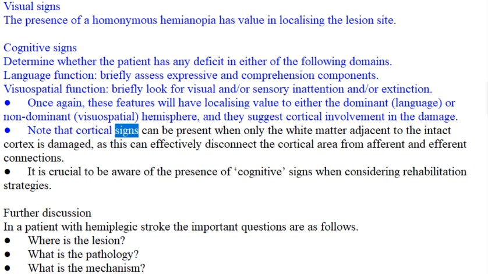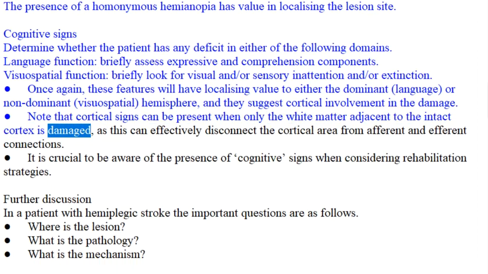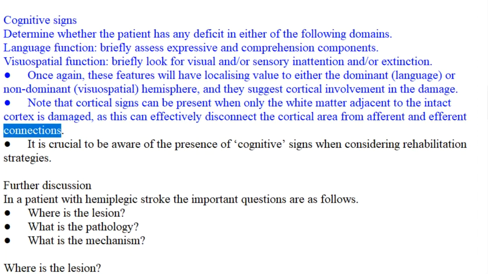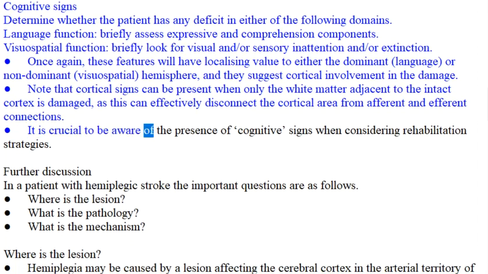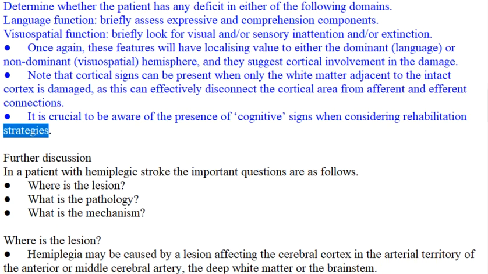Note that cortical signs can be present when only the white matter adjacent to the intact cortex is damaged, as this can effectively disconnect the cortical area from afferent and efferent connections. It is crucial to be aware of the presence of cognitive signs when considering rehabilitation strategies.